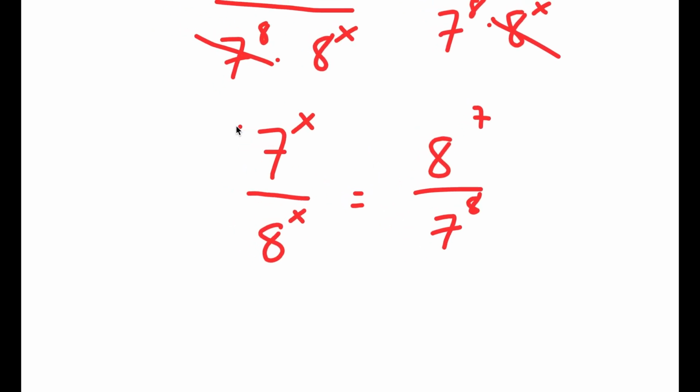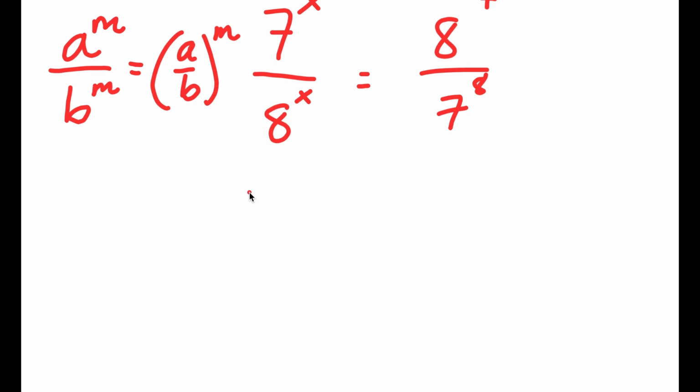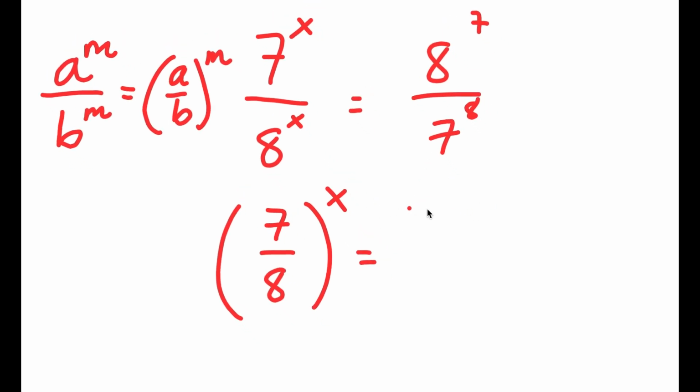Now, if I have something in the form a to the power of m over b to the power of m, this is equal to a over b to the power of m. So 7 to the power of x over 8 to the power of x is going to equal 7 over 8 to the power of x, and this is equal to 8 to the power of 7 over 7 to the power of 8 still, so nothing changes over there.